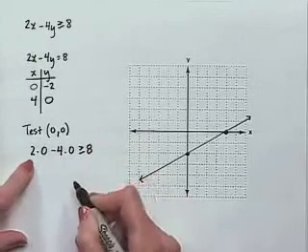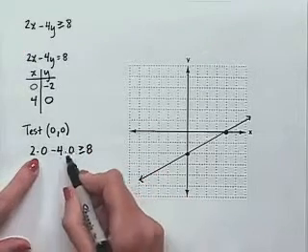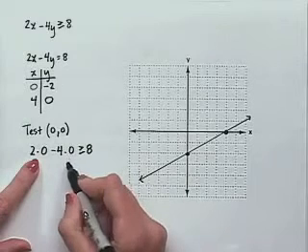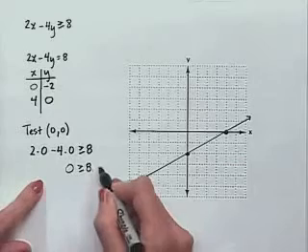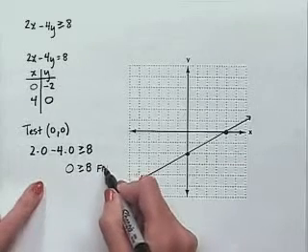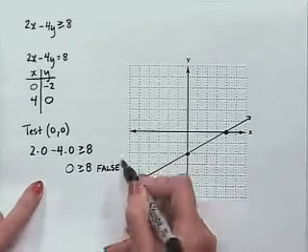Now let's evaluate. 2 times 0 is 0, minus 4 times 0 is also 0, so we end up with 0 greater than or equal to 8. Well, this is not a true statement. In fact, it is a false statement. Let's see how to interpret this.